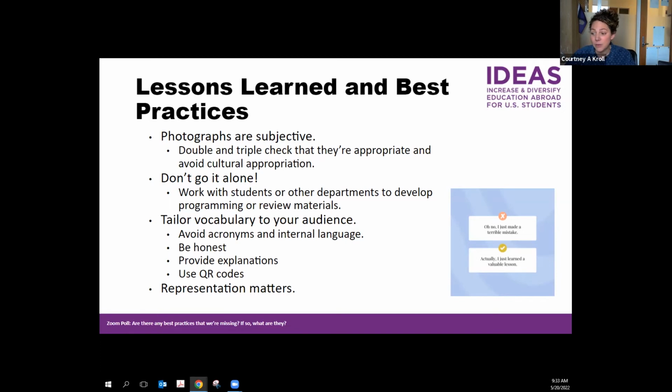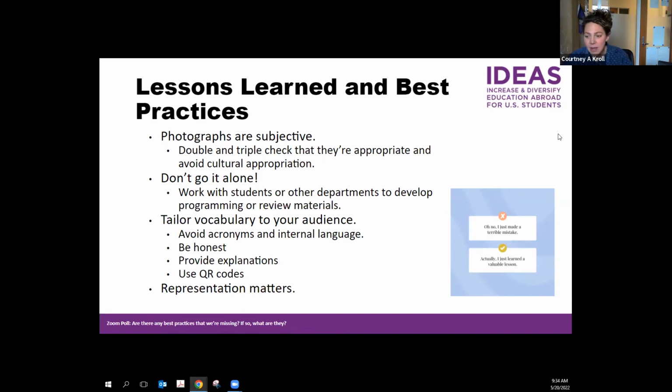Providing explanations, and something that we've started doing over the last few years in my office is use QR codes, which helps so much. And then again, representation matters. Students should be able to see themselves in the shoes of another student so that they feel like this is an opportunity for them.